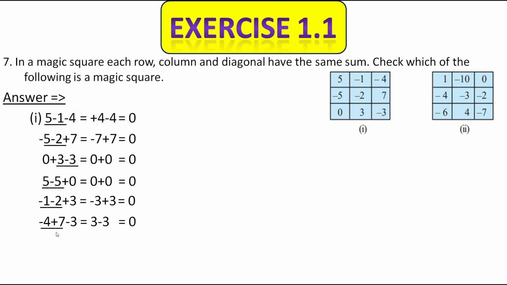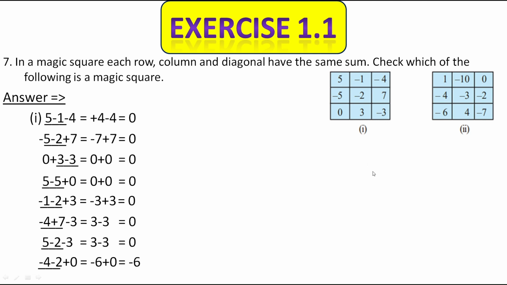Okay. Now we will check diagonals. The diagonal has 5, -2 and -3. Now we will make a group of these two numbers. 5 minus 2 gives you 3. So 3 minus 3 is again 0. Now we will take the next diagonal, that is -4 -2 plus 0. -2 minus 4 is equal to -6. So we will get the answer here as -6, not 0. So just because of this answer, we can't say this is a magic square.